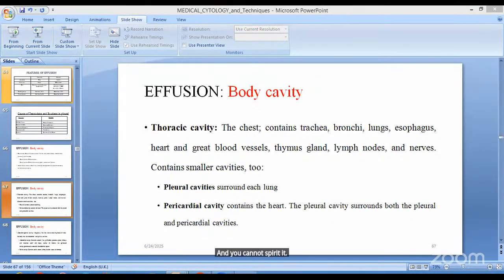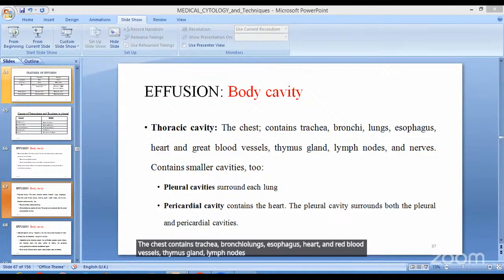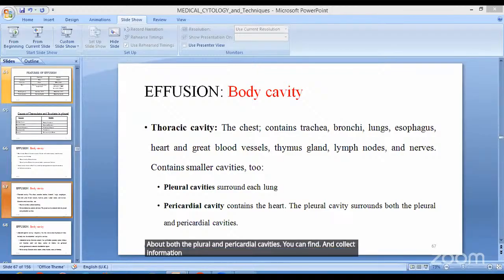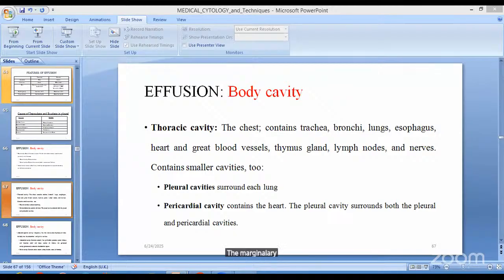Sites where you can collect effusion. The chest contains trachea, bronchi, lungs, esophagus, heart, and great blood vessels, thymus gland, lymph nodes, and nerves. It contains smaller cavities. You can find effusion there. Pericardial cavity contains the heart, the pleural cavity surrounds the lungs. You can find and collect effusion there.